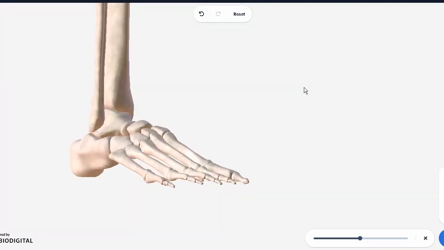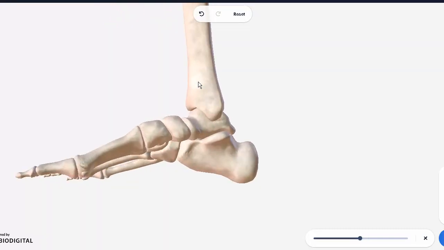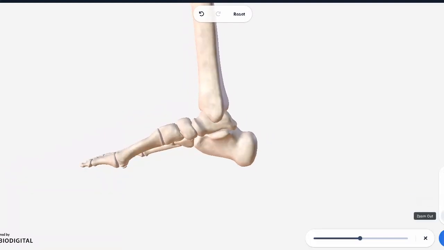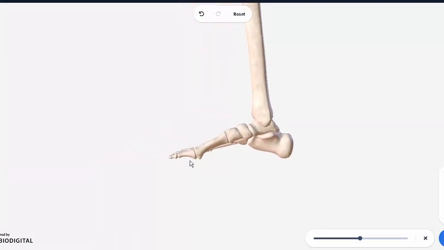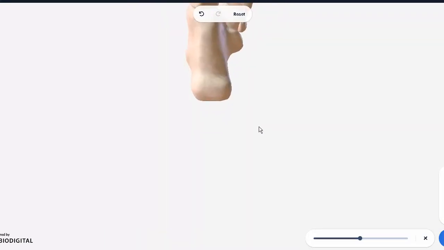There are three arches that we'll be covering: the medial arch, the lateral arch, and the transverse arch. If you were to look at the bottom of the foot, let's make this view proper. Here we go.